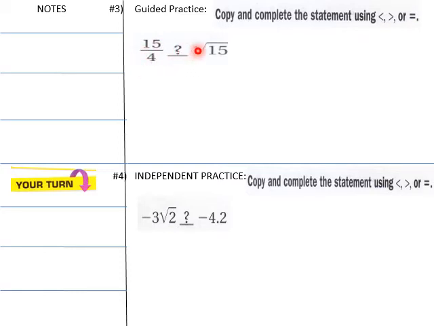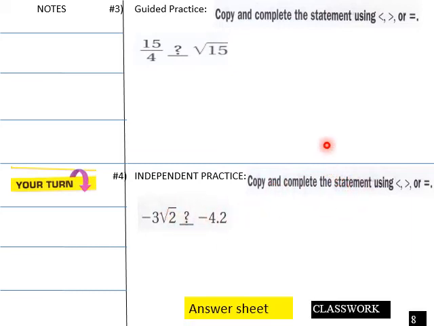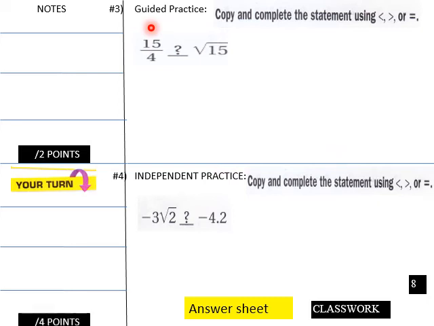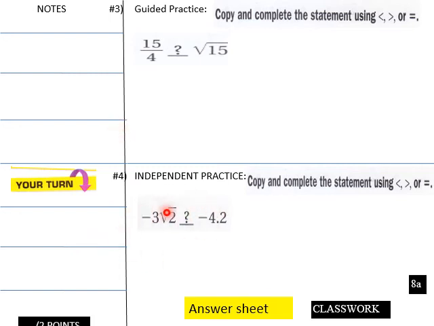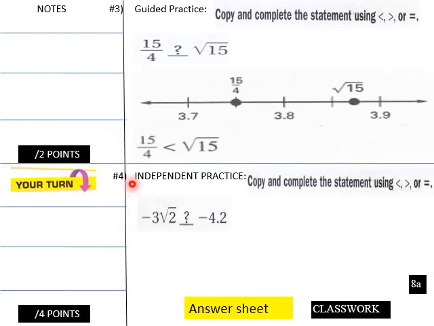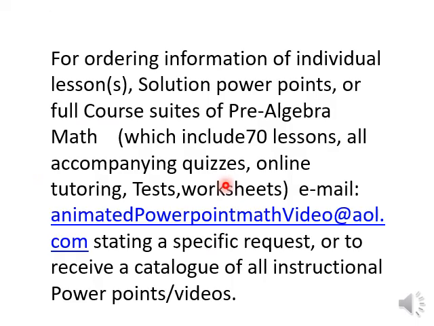15 over 4 is what? And square root of 15. Students, this is yours down here. Okay, let's do our guided practice, 2 points. Independent is 4 points. So our guided here, this is your lucky day, students. Our guided is here. We put these on a number line. 15 over 4, square root of 15 is here. So 15 over 4 is less than square root of 15. Is it your lucky day, students? No. So that's 9.4, part 1.